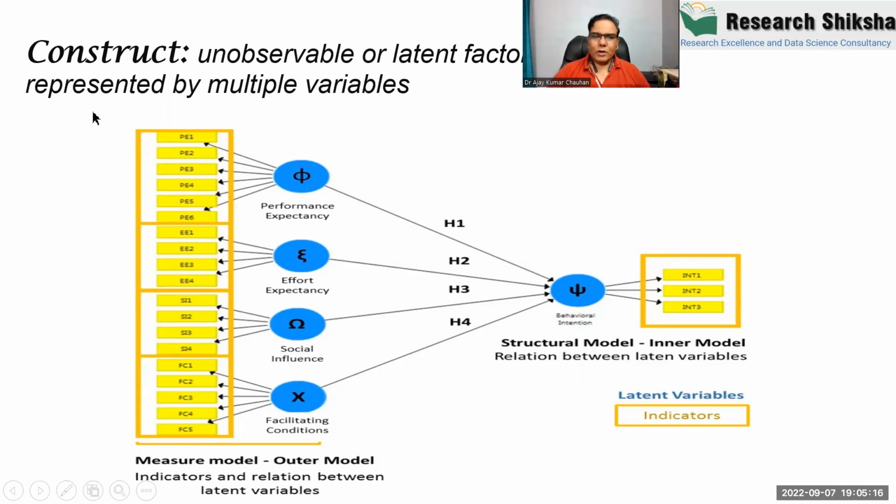So this model is of two types. One is the inner model between the blue, and the second part of the model is the outer model, which is between the blue and the yellow. So blue and yellow is the outer model. This portion is called the outer model, and between blue and blue, it is known as the inner model.